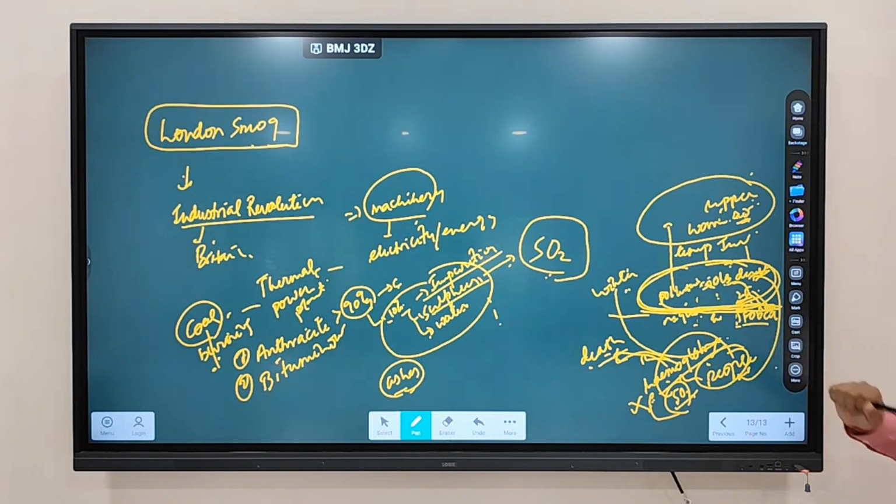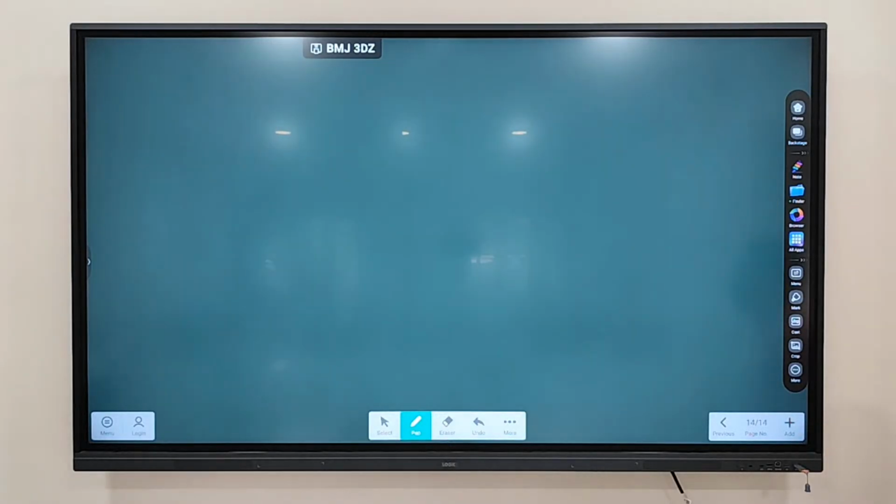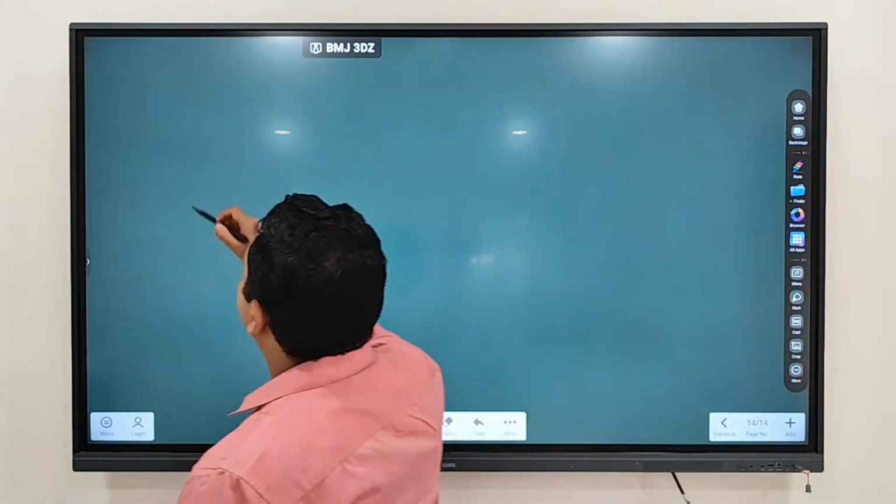Fine. For normal people also it is not safe, but it is especially unsafe for asthmatic patients and others, because they already have aggravating conditions. They should not venture out. Fine. So this is the problem that happens, and why does this happen? Because of the temperature inversion phenomenon. Clear?